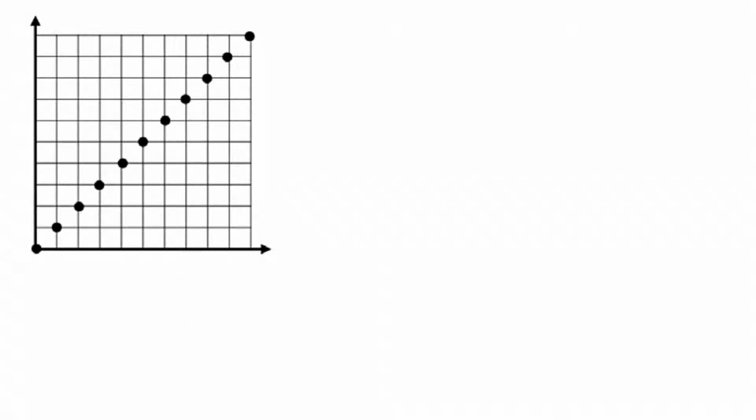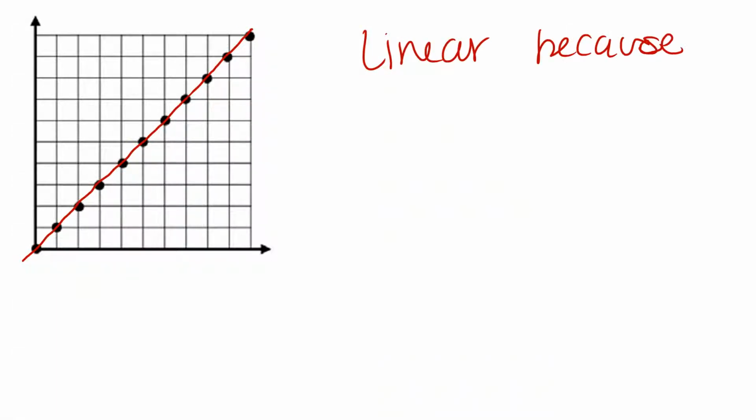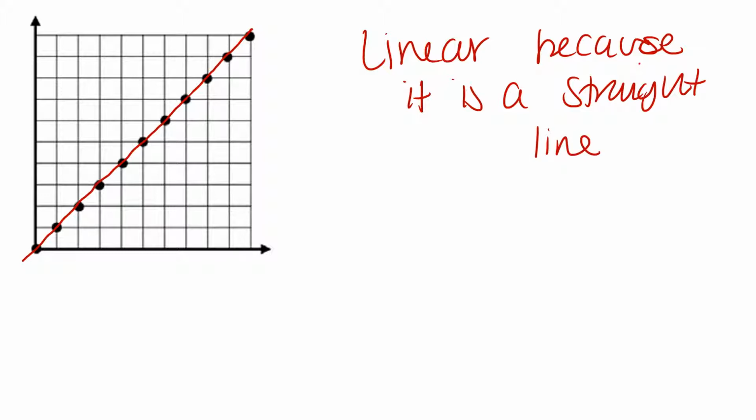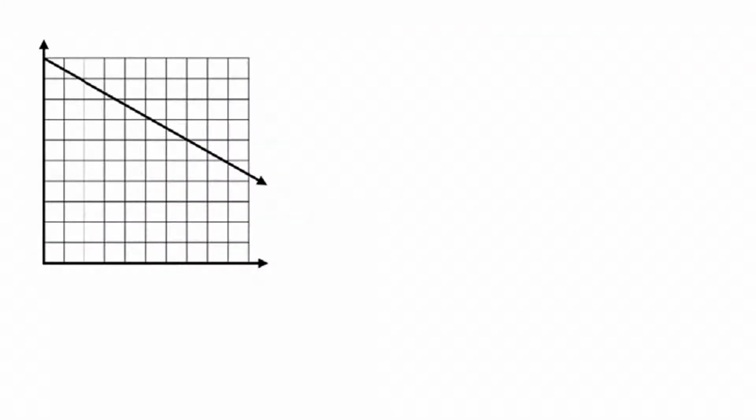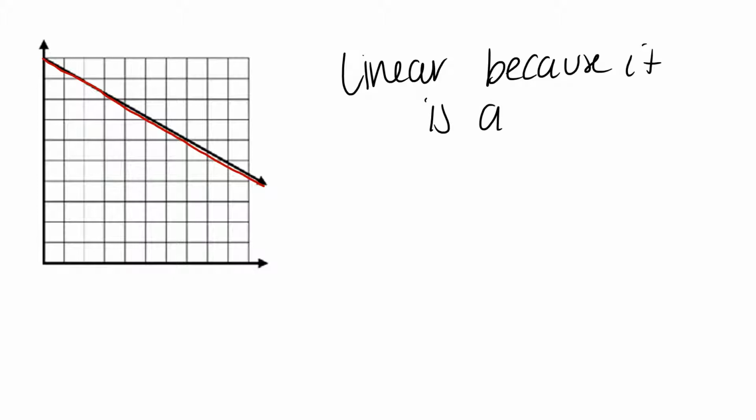We can tell that these points are in a straight line, and so this graph is linear, because it is a straight line. Even though this graph is going in the opposite direction, it's going down, it is still a straight line going down. And so this one is linear because it is a straight line.